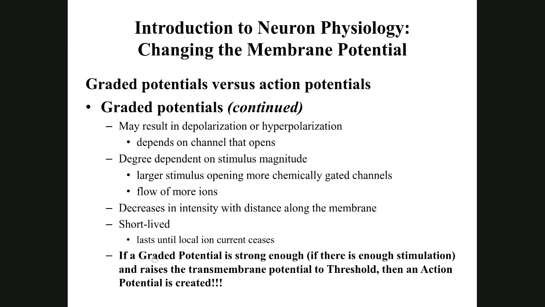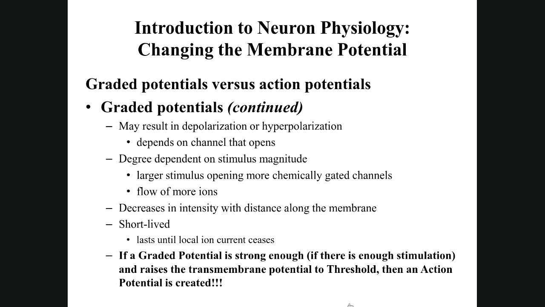So if a graded potential is strong enough, if there's enough stimulation, if there's enough gated channels open, if we have enough neurotransmitters binding to open enough channels, then we're going to raise the transmembrane potential, raise that resting potential to that point called threshold. And again, threshold is just another value. And if we hit threshold, we always create an action potential. Always create an action potential. Okay? And an action potential is always the same every single time. So if we make one, then we're doing as good as we can do.